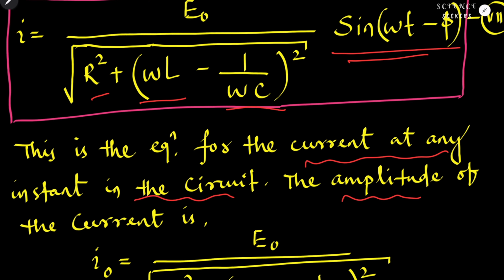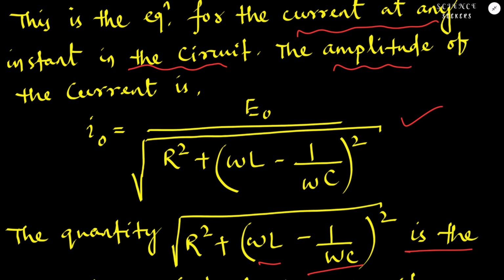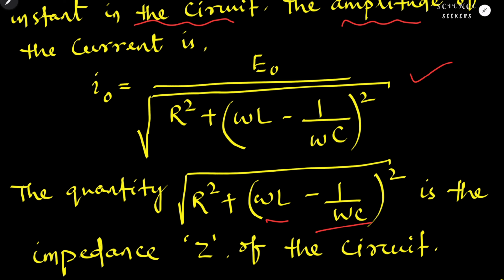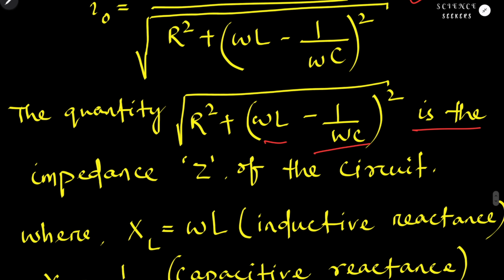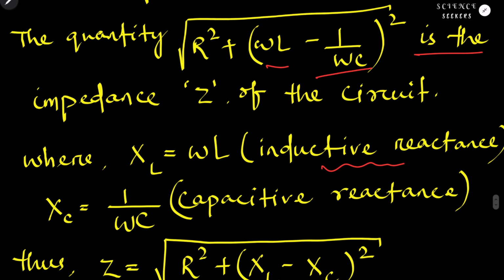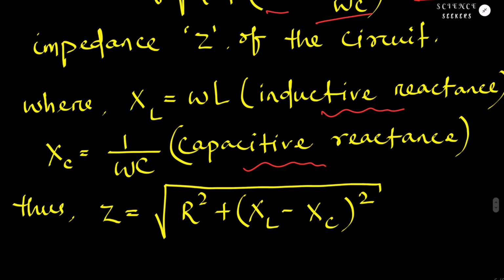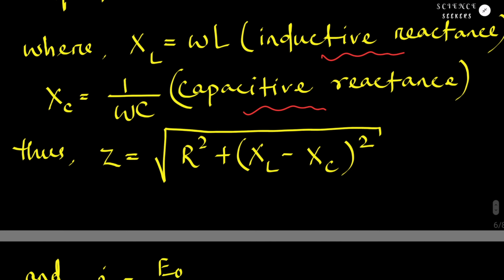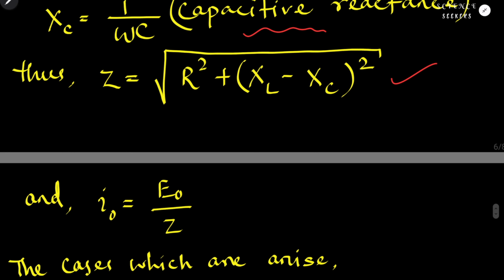The amplitude of the current is I naught equal to E naught divided by root under R square plus omega L minus 1 by omega C whole square. The quantity root under R square plus omega L minus 1 by omega C whole square is the impedance Z of the circuit, where X subscript L equal to omega L is the inductive reactance, and X subscript C equal to 1 by omega C is the capacitive reactance. Thus Z equals root under R square plus XL minus XC whole square.